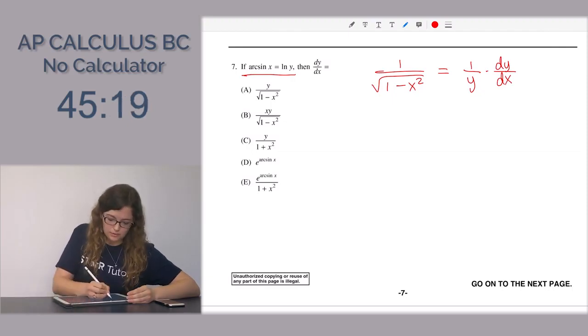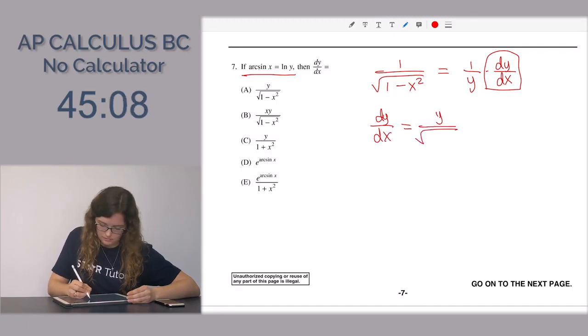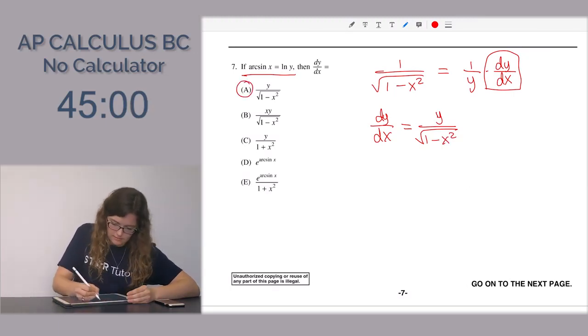And now I wanted to solve for dy dx, so I just solve for that in my equation by multiplying by y on both sides. So I get dy dx is equal to y over the square root of 1 minus x squared. Okay, and it looks like that is answer choice A.